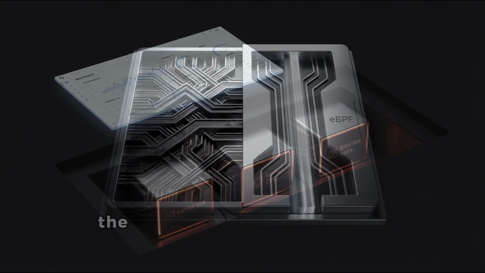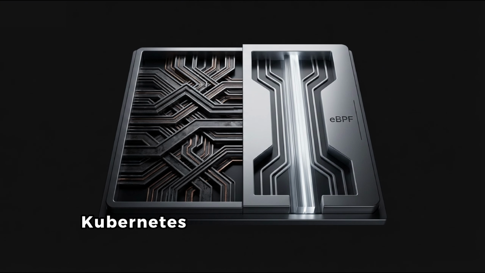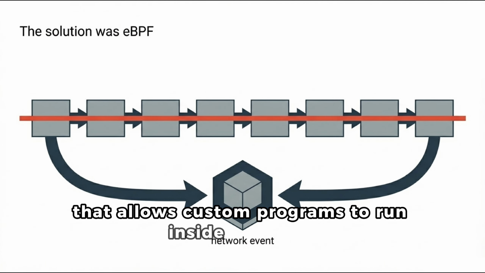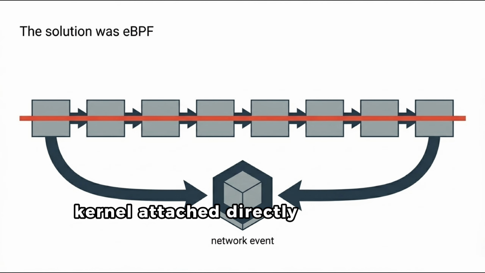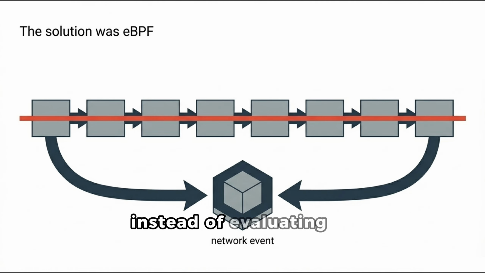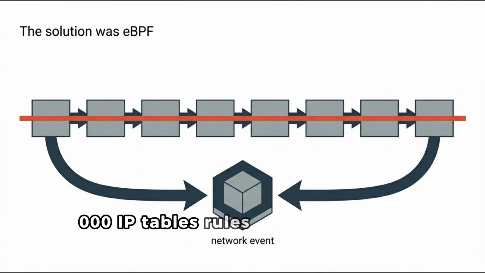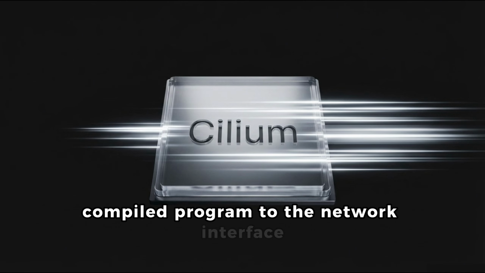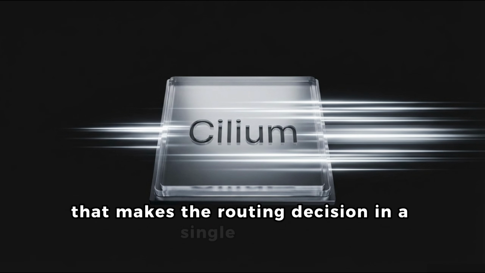The iptables scaling problem in Kubernetes became severe enough that it drove a fundamental re-architecture of how network isolation is enforced at scale. The solution was eBPF, a technology that allows custom programs to run inside the Linux kernel, attached directly to network events, without traversing a sequential rule list. Instead of evaluating 50,000 iptables rules for every packet, an eBPF-based solution like Cilium attaches a small compiled program to the network interface that makes the routing decision in a single lookup.